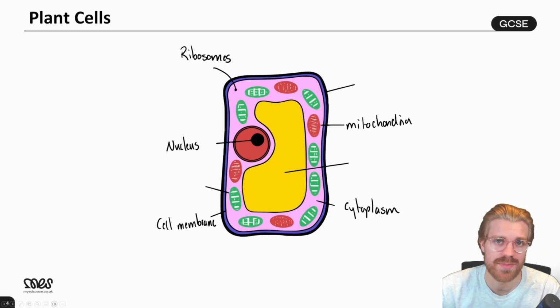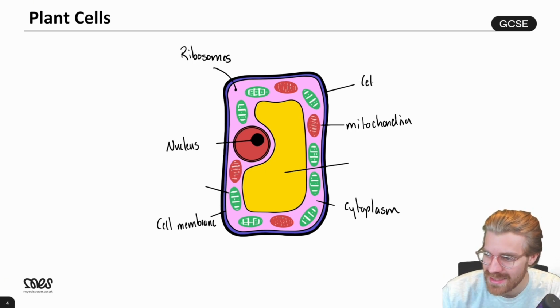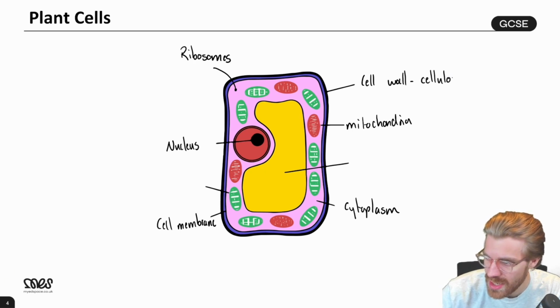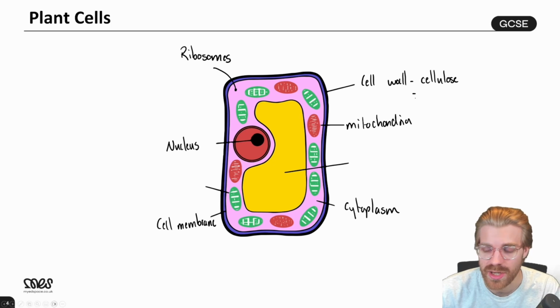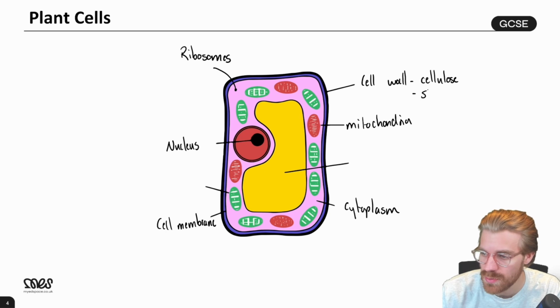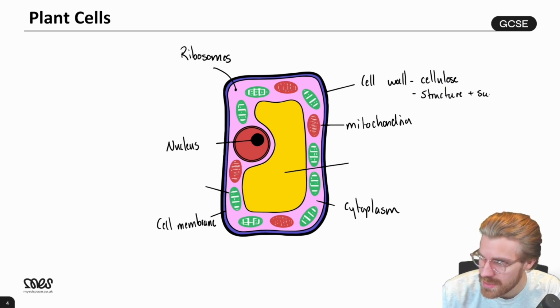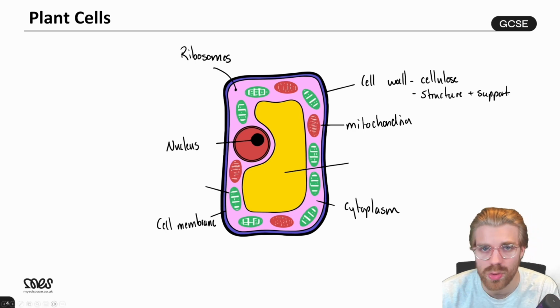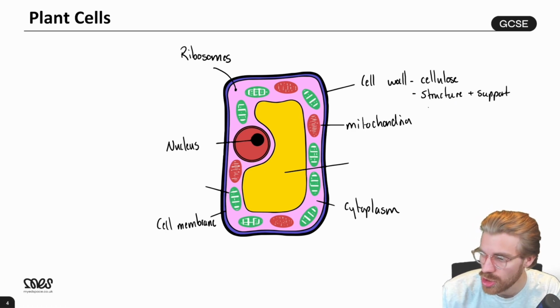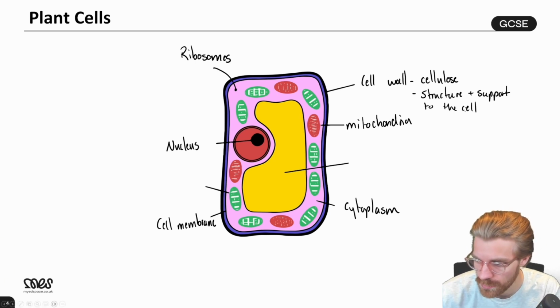And in addition to these parts of the cell, the plant cell also has some specialist features too. The plant cell has a cell wall. Now the cell wall is made of cellulose, a specific type of carbohydrate. And that cell wall provides structure and support to the cell. Plants don't have a skeleton, it is the cell wall that keeps the plant upright. Structure and support to the cell and the plant as well.